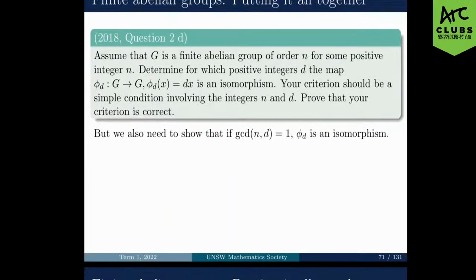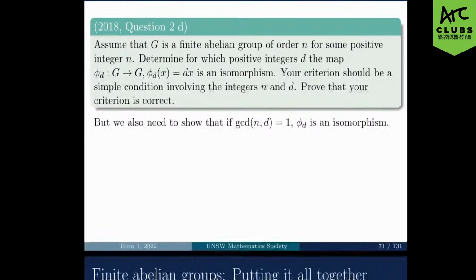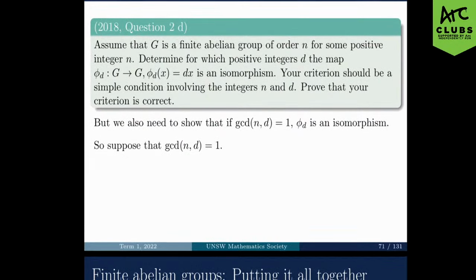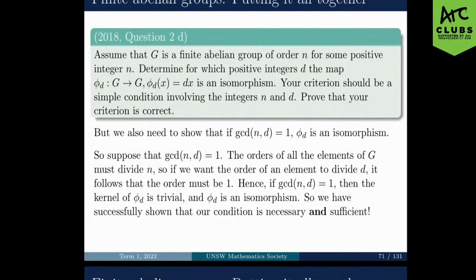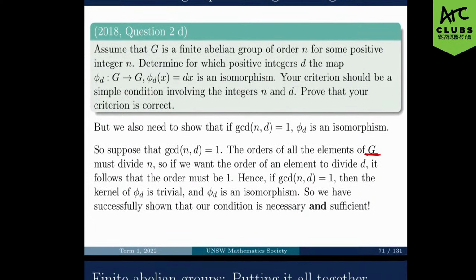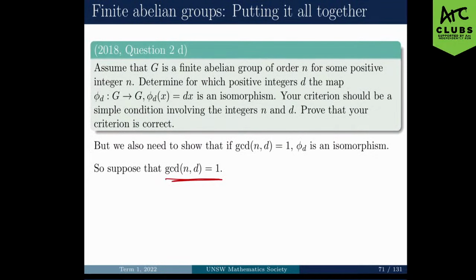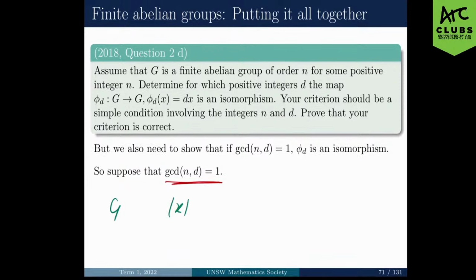But we also have to show the flip side, which is that if the GCD is equal to 1, then pi_d is an isomorphism. So suppose that the GCD is equal to 1. When we think about it, the orders of all the elements of G must divide n. That's just a property of G: if we've got an element x, the order of x needs to divide the order of G. That's a common property we know.